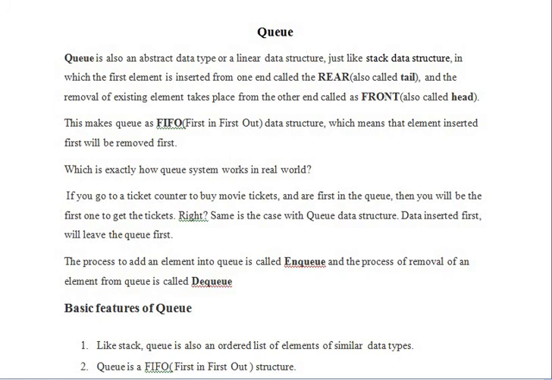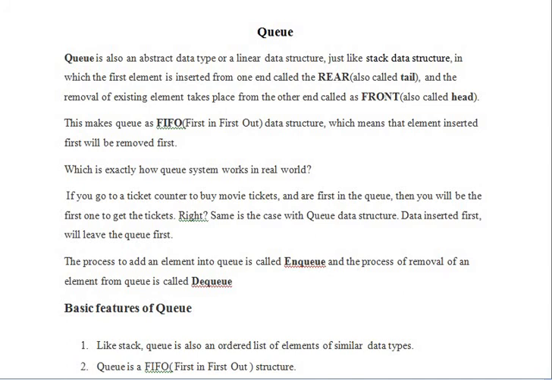Here, the end from which the first element is inserted, you call it the rear end, or the tail. The end where you are going to enter an element, you call it the tail, and the removal of an existing element takes place from the other end, called the front, also called the head. So the inserting end is the tail, and the removing end is the head. That is the queue. This makes the queue a first in, first out data structure, which means that the element inserted first will be removed first.